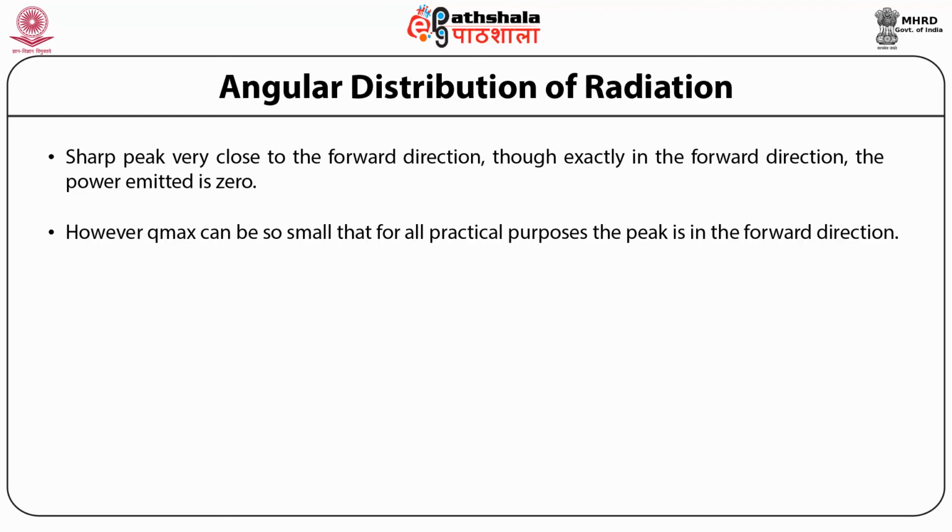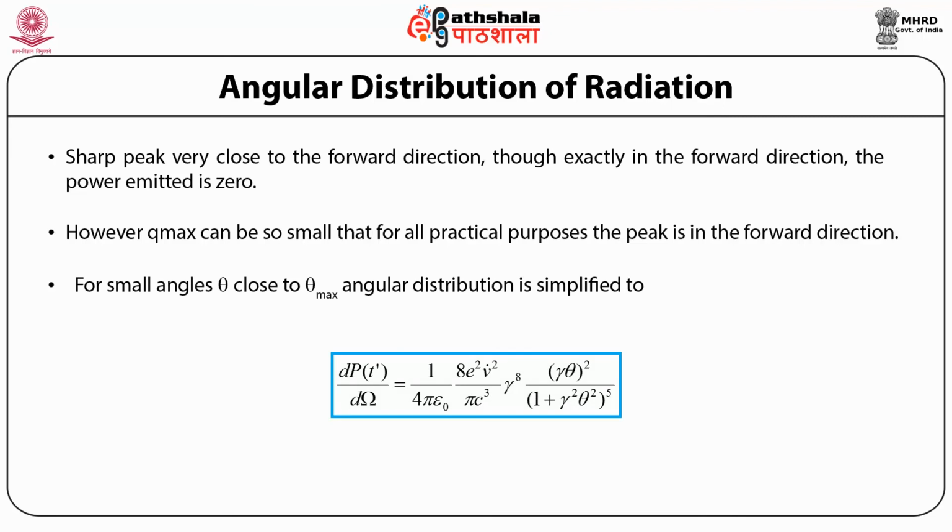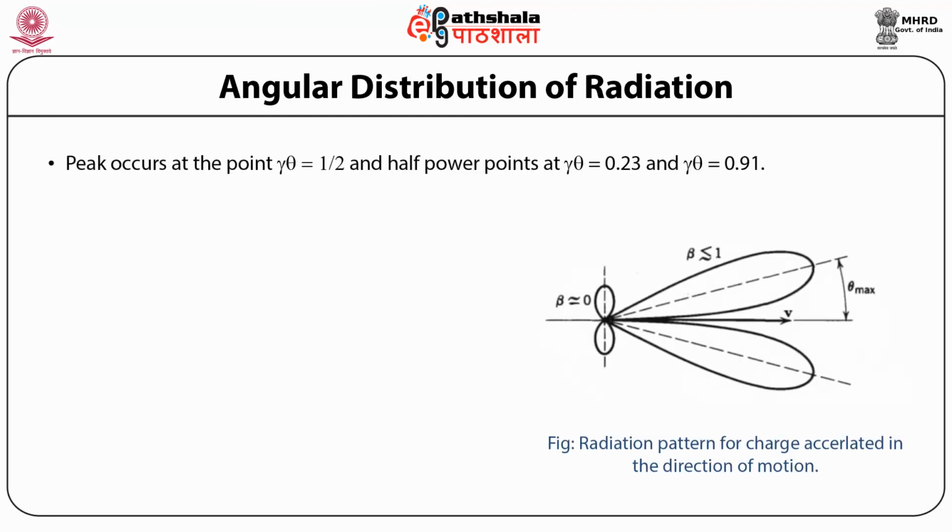So for small angles theta close to theta max, the angular distribution is simplified to dP(t')/dΩ equals 1 divided by 4 pi epsilon naught into 8 e squared v dot squared divided by pi c cubed into gamma raised to power 8 into (gamma theta) whole squared divided by (1 plus gamma squared theta squared) whole raised to power 5. So the peak occurs at the point gamma theta equals half, and half power points are at gamma theta equals 0.23 and gamma theta equals 0.91.